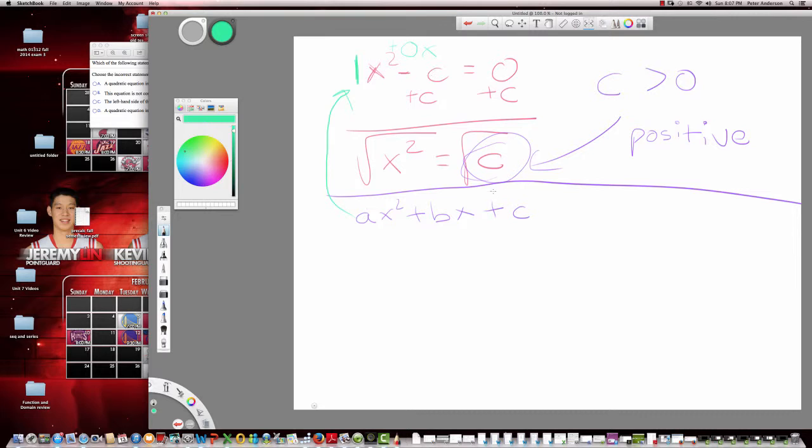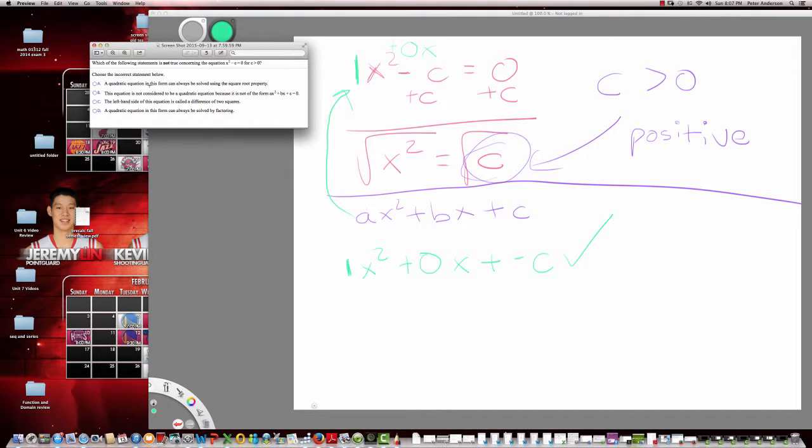This is the same thing. You can almost think of this as equivalent to plus negative c. So in other words, if I wanted to make this equation match the form, it's going to be 1x squared plus 0x plus, we can almost say, plus negative c. So it actually does fit that form. Hence the answer here has to be B.